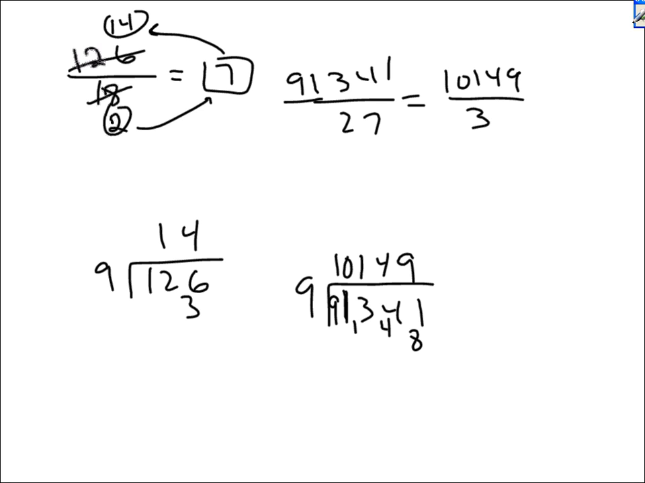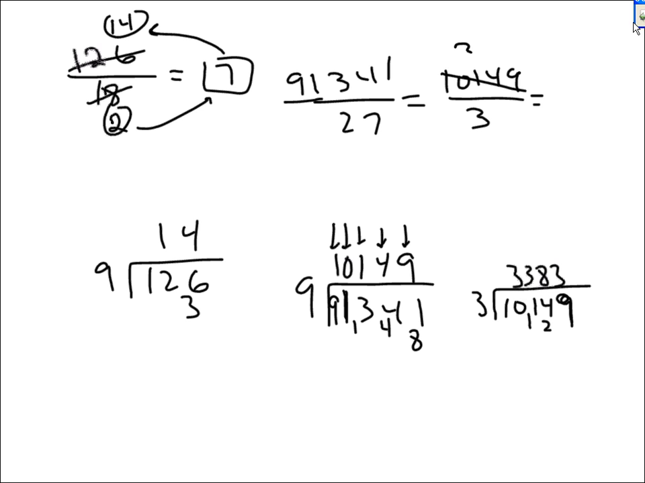Now the only number that goes into 3 is 3. Does 3 go into the top number? I don't know. Add up the digits. 1 plus 0 is 1, plus 1 is 2, plus 4 is 6, plus 9 is 15. 3 goes into 15. That means 3 goes into this number. 3 times 3 is 9, 1 left over. 3 times 3 is 9, from 11 is 2 left over. 3 into 24 goes 8 times evenly, and 3 into 9 goes 3 times. So I divide this number by 3, I get 3383. Divide the bottom number by 3, I get 1. The answer is 3383.